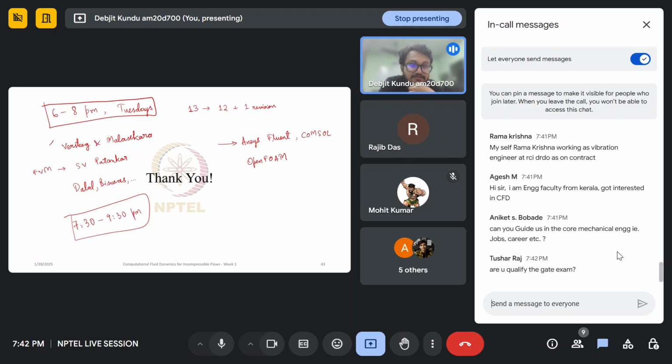Have you qualified the GATE exam? Yeah, I had to, to get admission to IIT for PhD, so it's sort of mandatory. I qualified GATE Mechanical back in 2020.